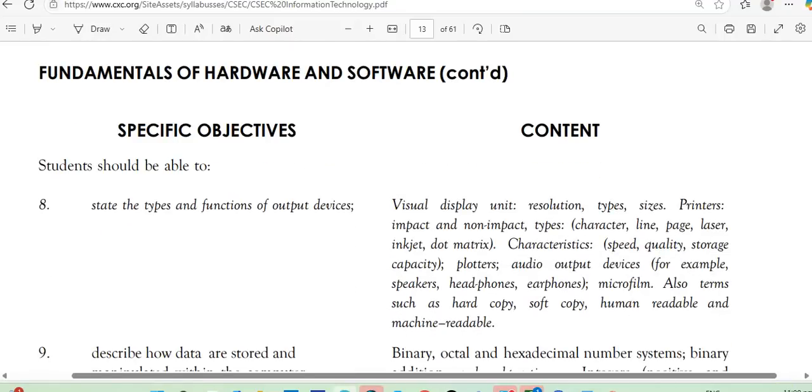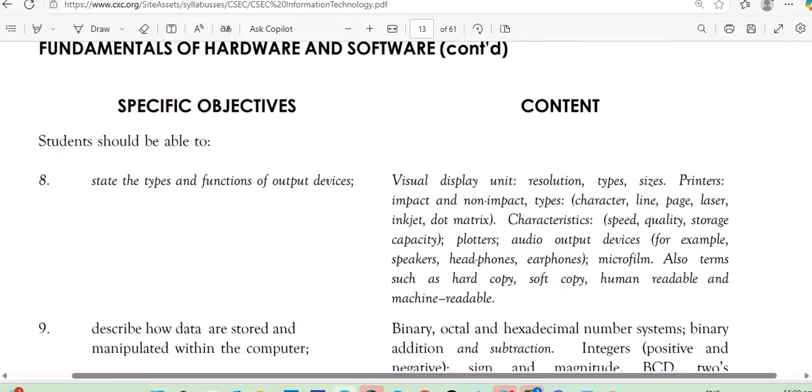Students should be able to state the types and functions of output devices. So what are the types and functions of the following output devices? We're going to look at a few of them. What do we mean by output devices? These are hardware components that display or produce the result of data processing. All of these are examples of output devices. So just look at the ones that you can remember for exam purposes and study those. We're going to look at a few of them and their functions.